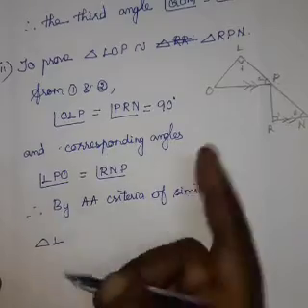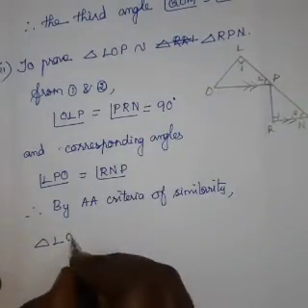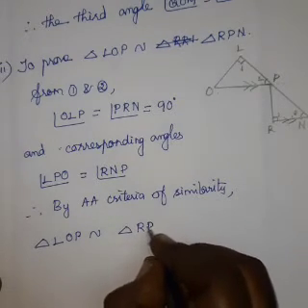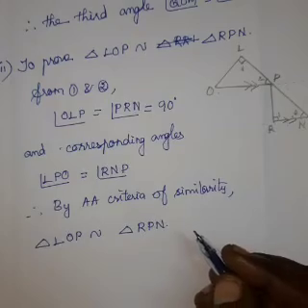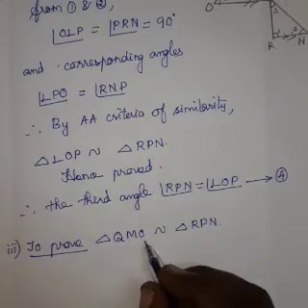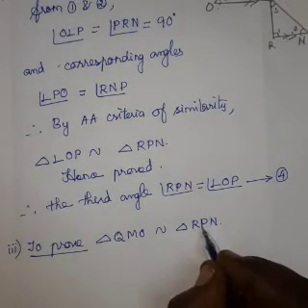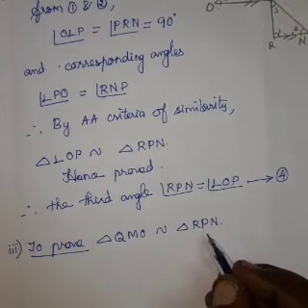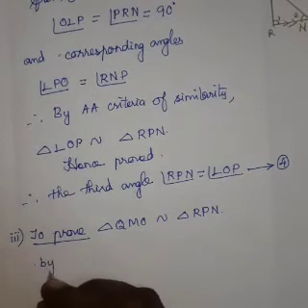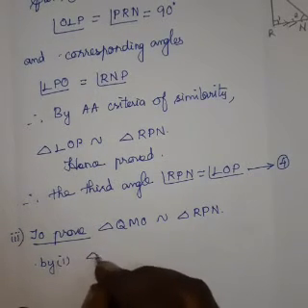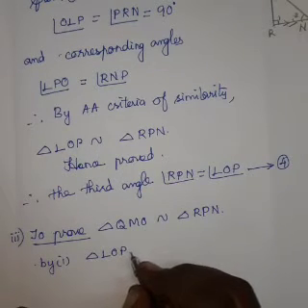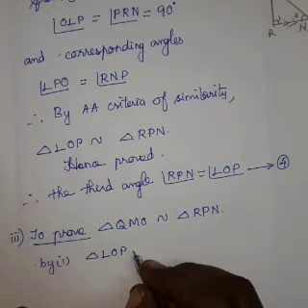triangle LOP, it is a given, triangle LOP is similar to triangle RPN. You don't change the order. Third, we have to prove triangle QMO is similar to triangle RPN. For this, no need the diagram. From the first and second result, we can prove this directly. So, by the first result, we got triangle LOP is similar to triangle QMO.